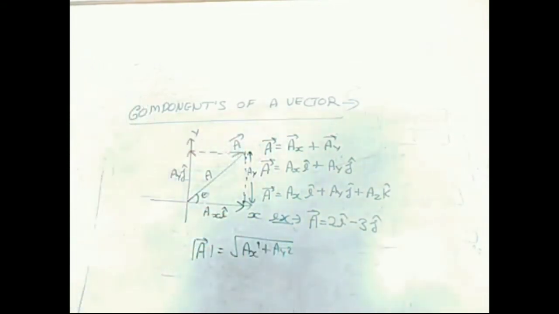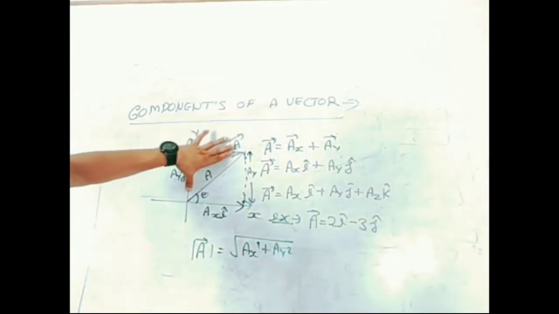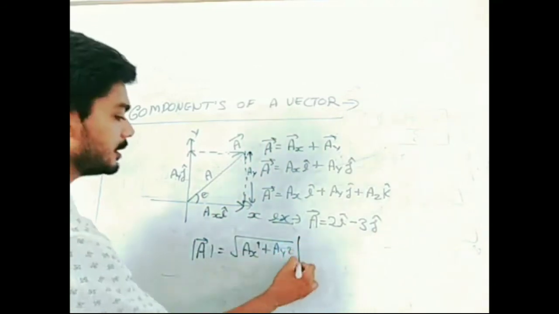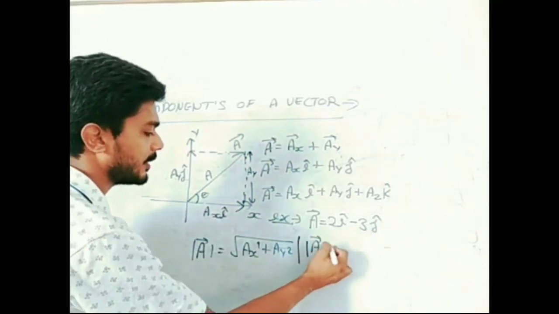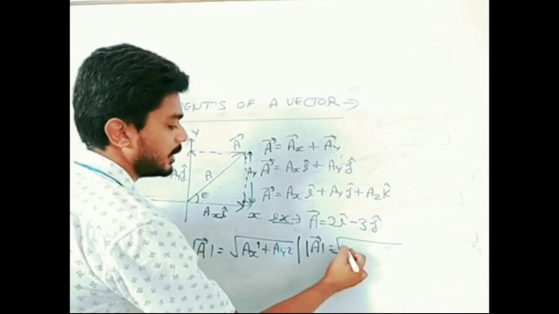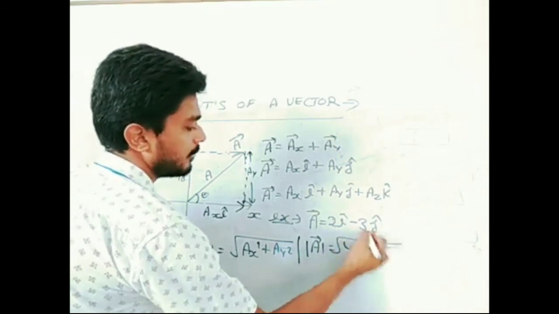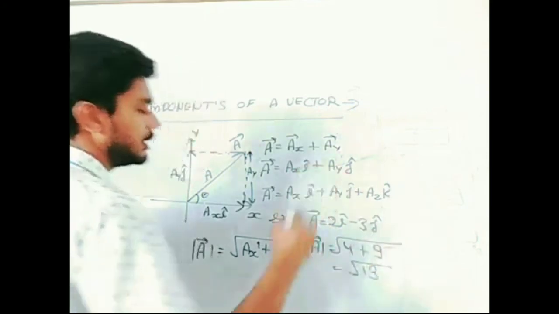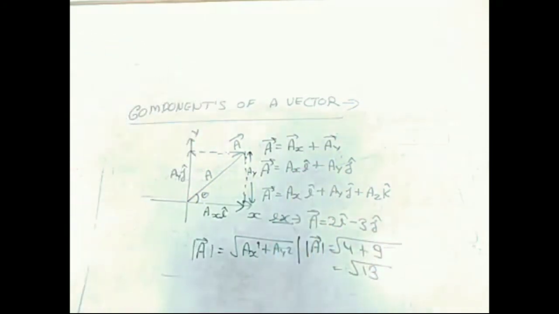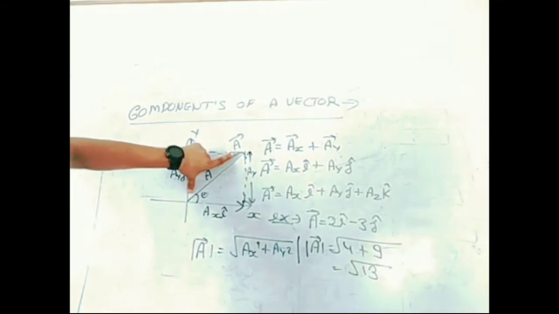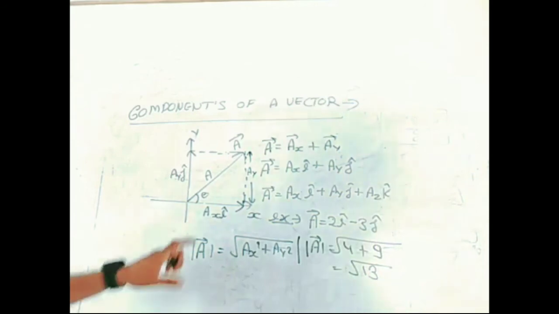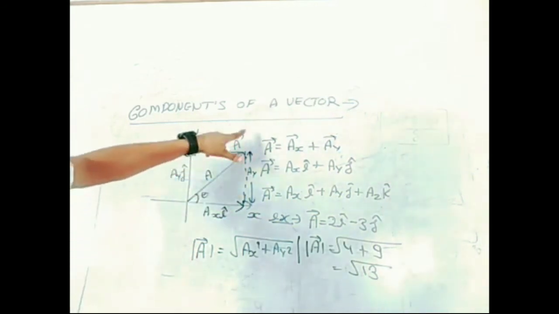If you want to find the magnitude of any vector, you can use this formula: under root ax square plus ay square. For example, to find the magnitude of this vector A, you will write under root ax square means 4, plus ay square means 3 square means 9, and this will be equal to under root 13. Students, every vector has its magnitude and direction.